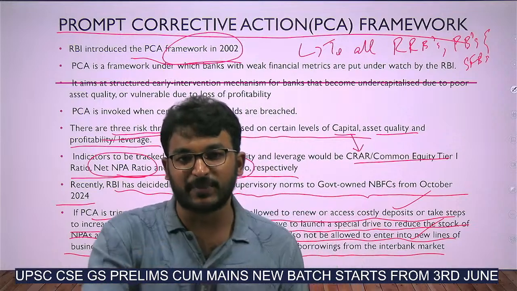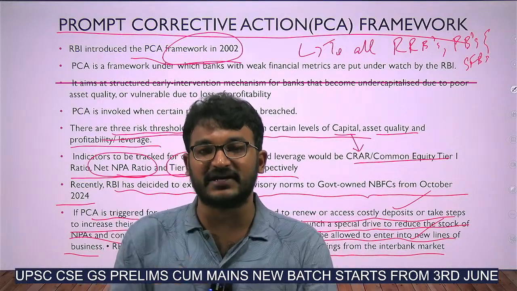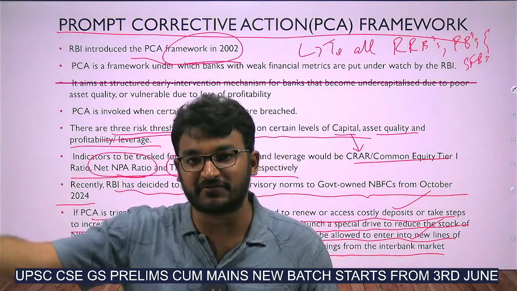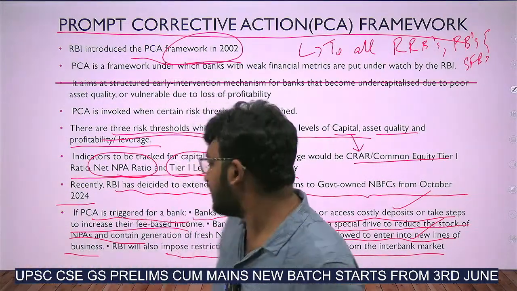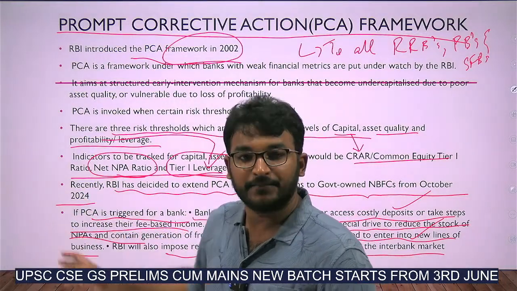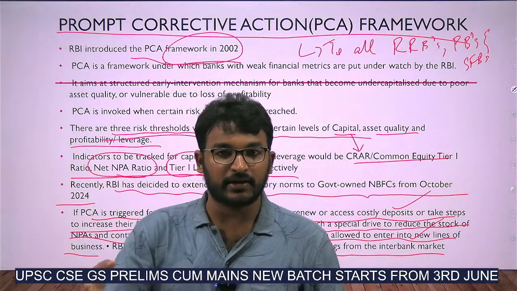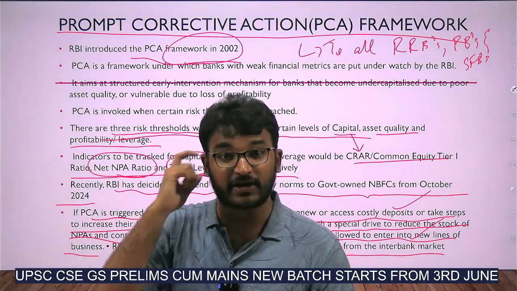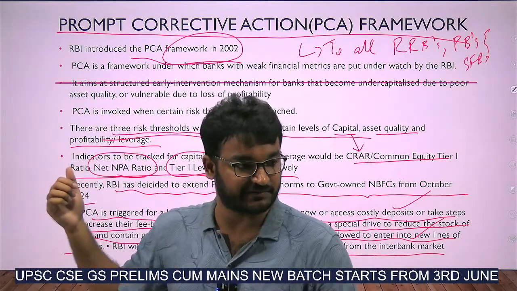Because if this bank is under problem and again it is taking loans from other banks, that bank also has a chance of facing problems in the future. Yes. That's why all these restrictions will come if a bank is placed under the PCA framework. You might have seen earlier Punjab Cooperative Bank, Maharashtra PMC Bank, all these have been kept under this prompt corrective action framework. Yes. Okay.